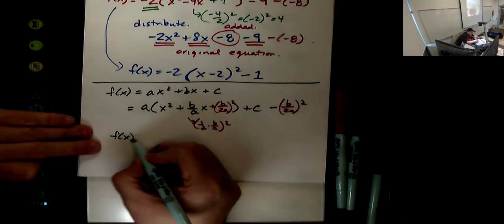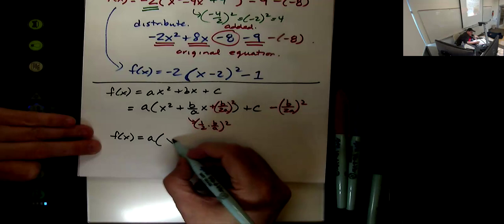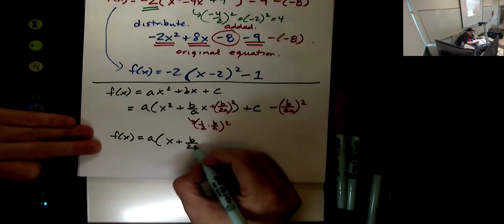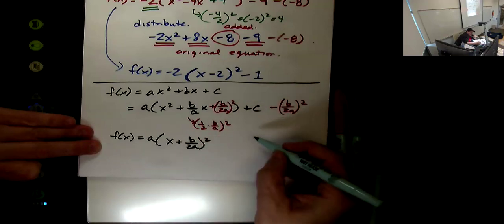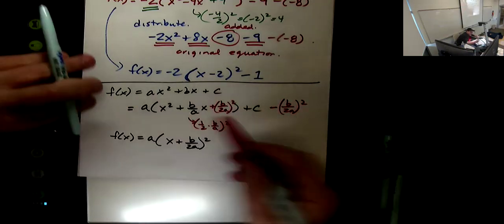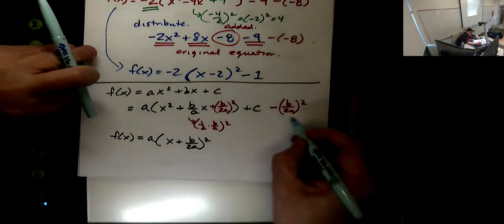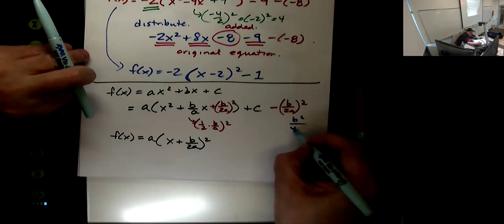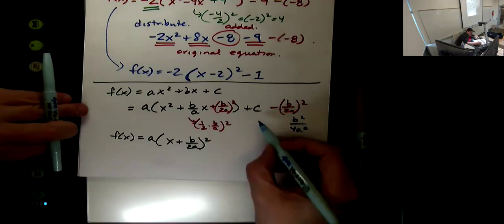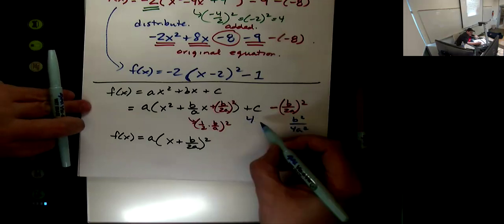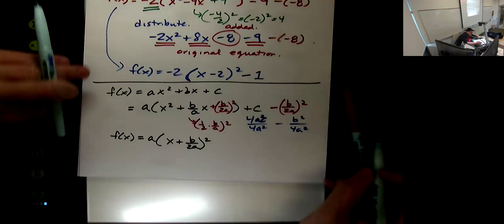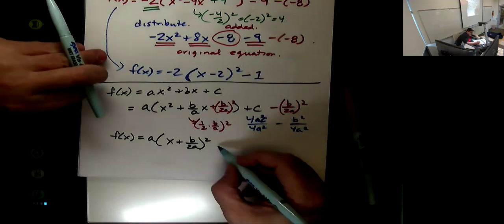So I get f of x equals a times, remember it's this thing, x plus b over 2a squared. And then I've got, if I get a common denominator here, this is b squared over 4a squared. Which looks a little weird. And so if I wanted a common denominator, I need a 4a squared up here with the c over 4a squared. And now it looks ugly as hell. But that's kind of like my plus k.